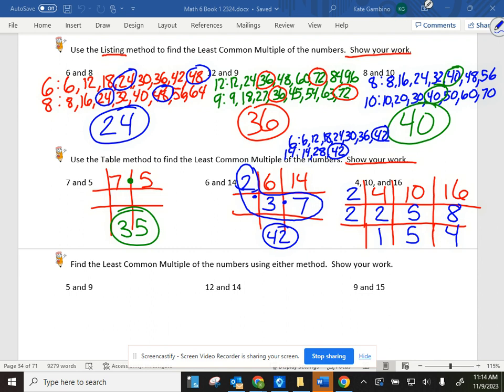Can I take out any more primes? Layla, what can I take out? I can take a 2 out. So can't take it out of the 1 or the 5, but I can take a 2 out of the 2. 4 divided by 2 is 2. So now I need to multiply everything in the L for the least common multiple. 2 times 2 times 2 times 5 times 2 times 1. It's going to be the same.